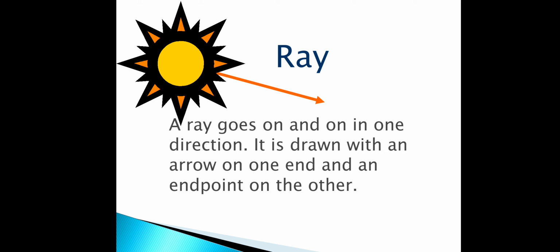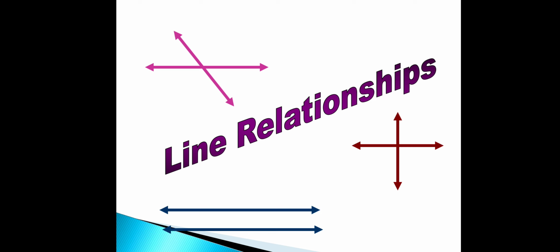Line relations. We have three relations between two straight lines. First one, parallel, second, intersecting, and third, perpendicular. First we will take parallel lines.